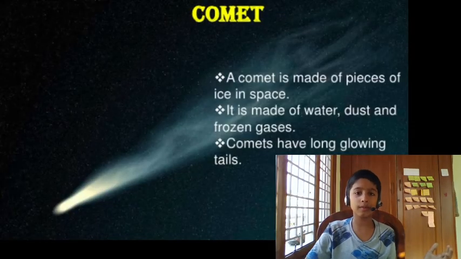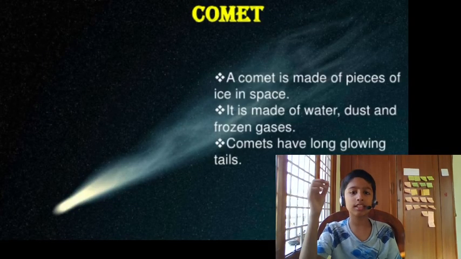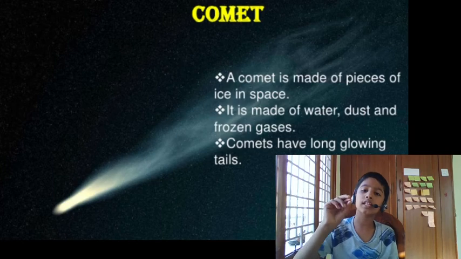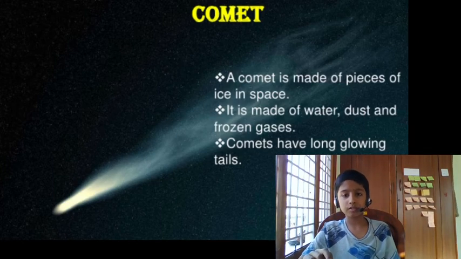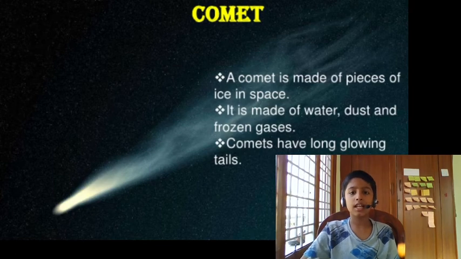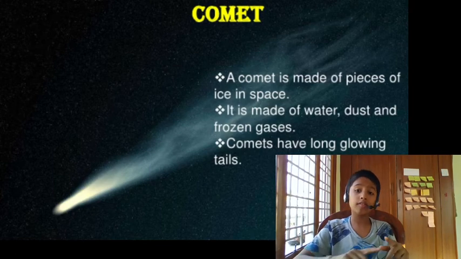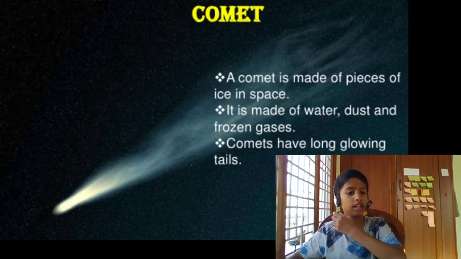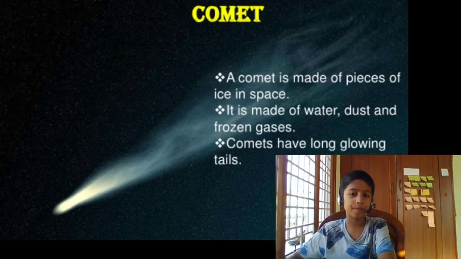Moving on to comets. Do you know what a comet is? A comet is made of pieces of ice in space. It is made up of water, dust and frozen gases. And comets have long glowing tails.